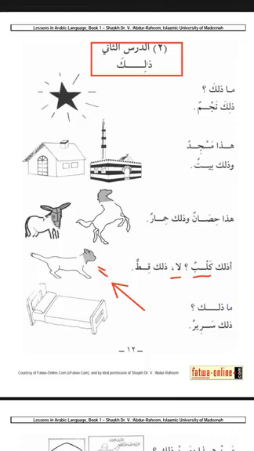The next one, ما ذلك. Ma means what, right? ما ذلك, what is that? ذلك سرير. That is a bed.